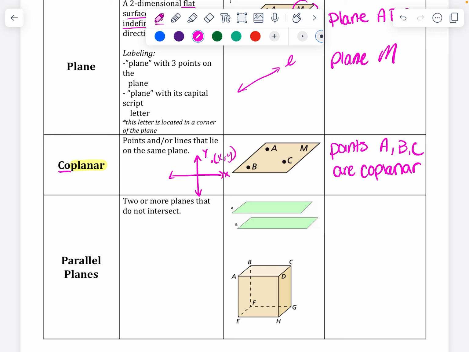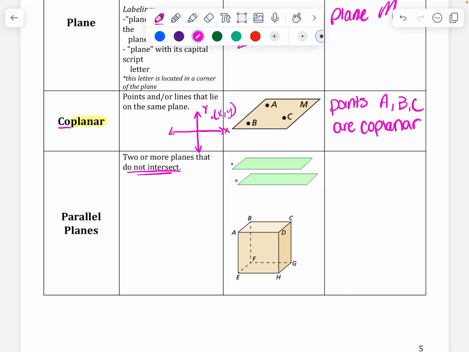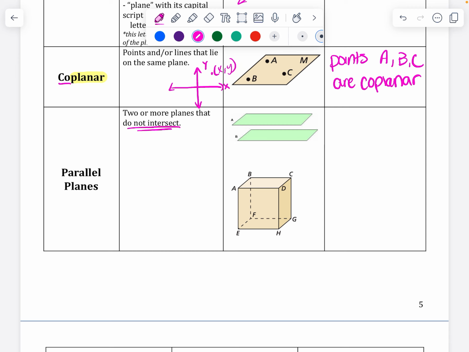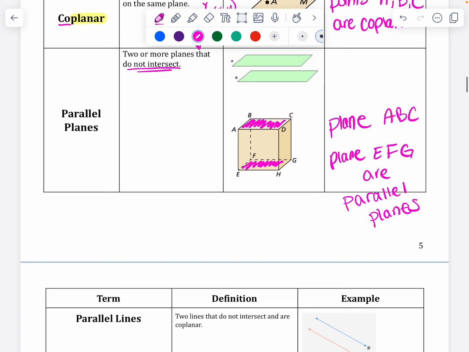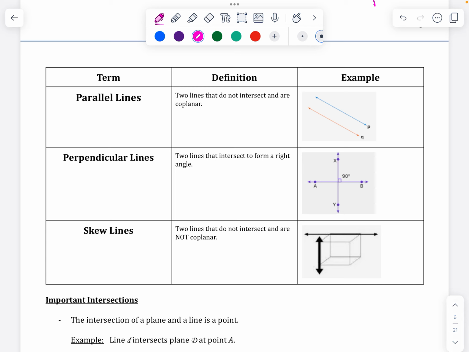Now if you had two or more of those planes that did not intersect, they would be called parallel planes, just like parallel lines do not intersect. If you look at this shape and think of the planes as the top and bottom pieces, we could name them with the points, like plane ABC or BCD, and plane EFG are parallel because they will never cross, just like parallel lines do not intersect.